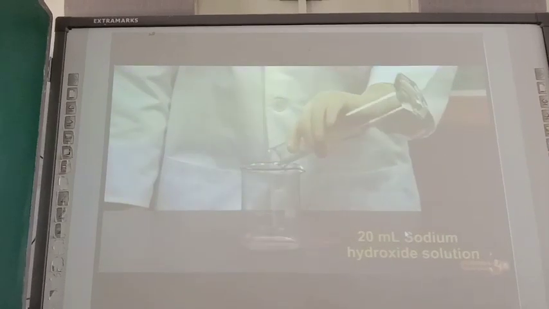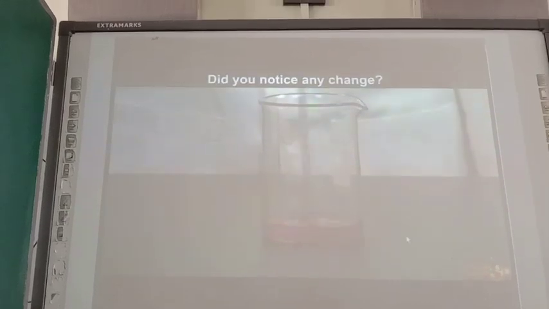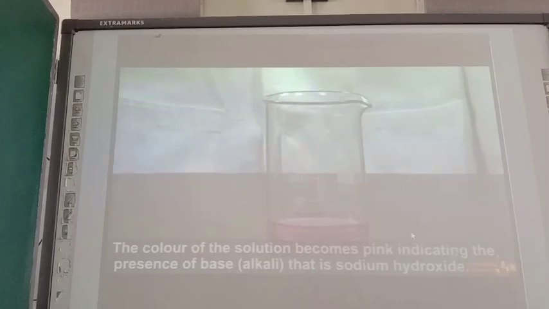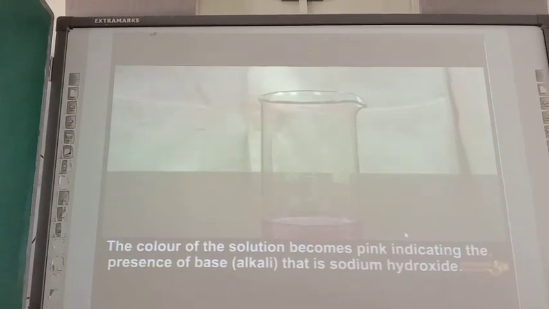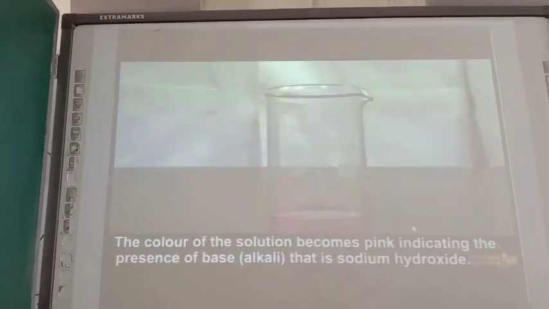Take 20 milliliters of sodium hydroxide solution in a beaker. Now, add a few drops of phenolphthalein and stir it gently with the help of a glass rod. Did you notice any change? Yes. The color of the solution becomes pink, indicating the presence of base, that is sodium hydroxide.